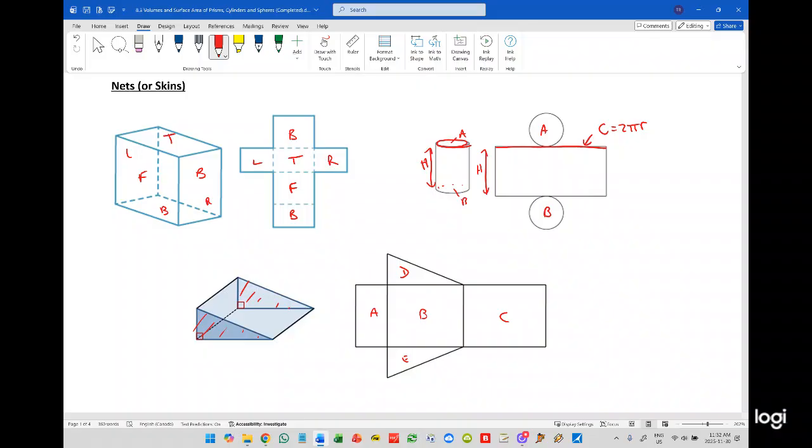So when you're thinking about the surface area of an object, don't try to necessarily think about it in 3 dimensions. Sometimes it helps to break it down to a skin and just say, what are the individual pieces? And then those are all going to be rectangles, triangles, or circles, and find the areas of them.